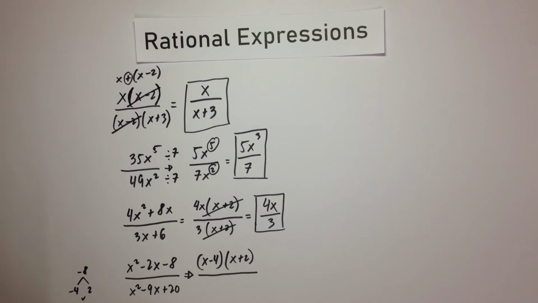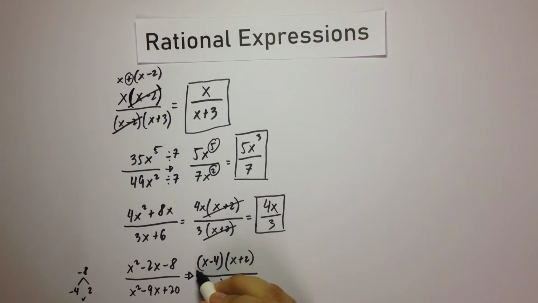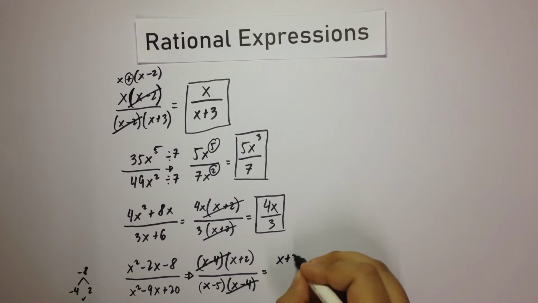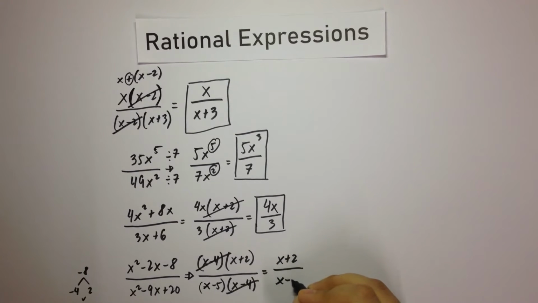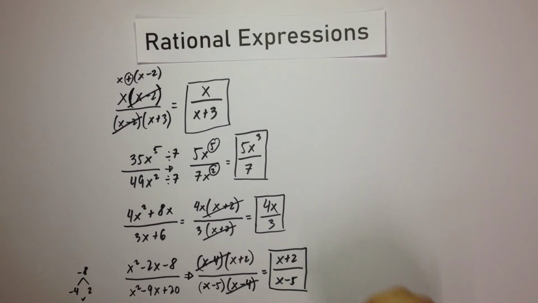Let's go to the denominator. We need to find two values that, when multiplied, give 20, but when added to each other, give negative 9. In here you can see that there is a common factor between the numerator and the denominator. We can cancel out (x minus 4), which makes the final answer (x plus 2) over (x minus 5). You cannot further simplify this. So that is how you simplify rational expressions.